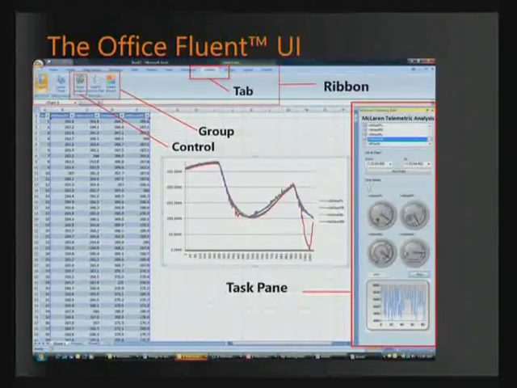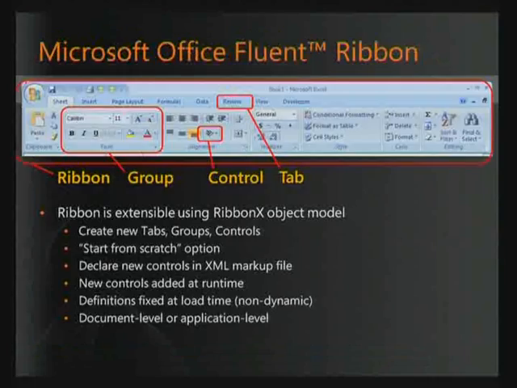Now let's get into some details of how you build these things. So this is the Fluent ribbon, and here's some basic terminology for you. I'm just curious, how many of you have already built your own custom ribbon? It looks like about half. Okay, so I should still cover how to do this. And here's some common terms.